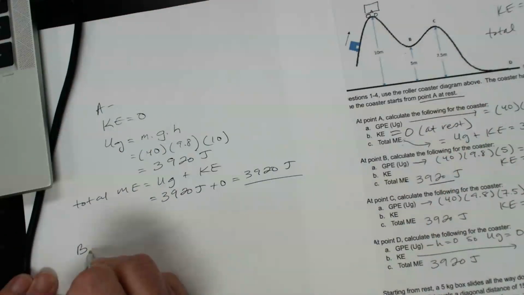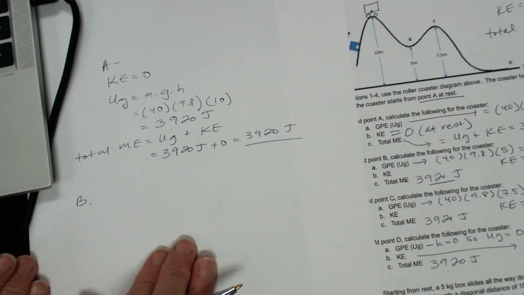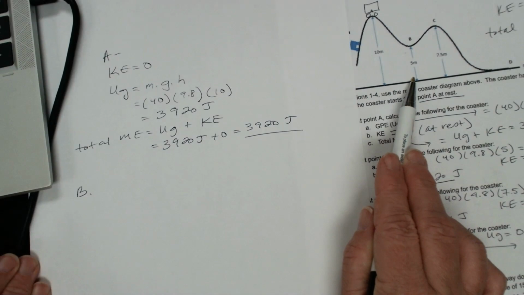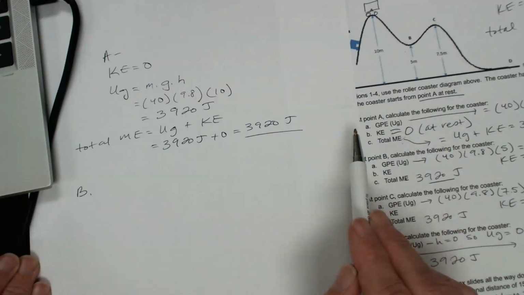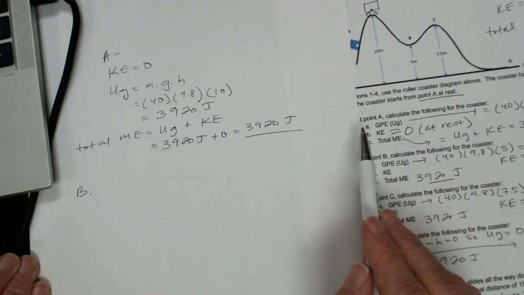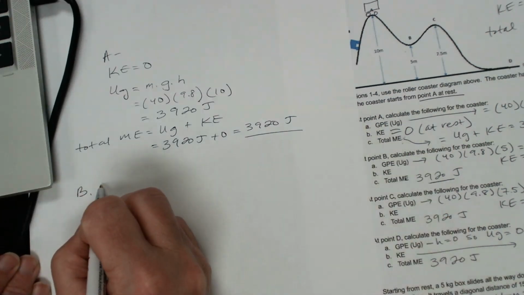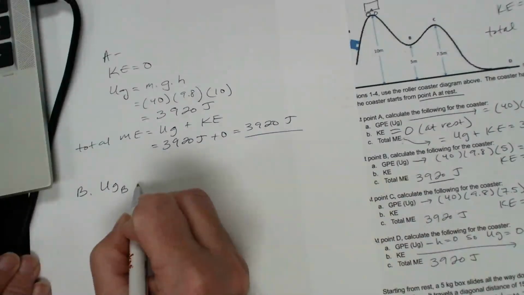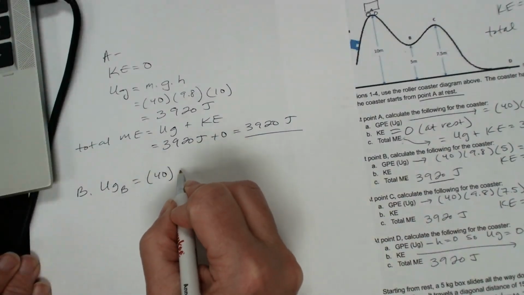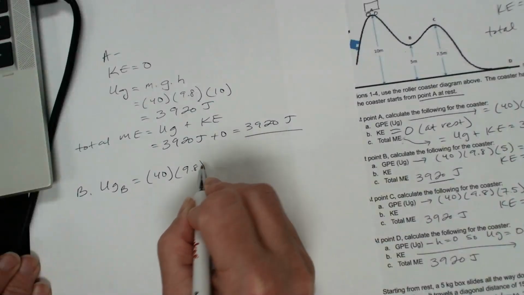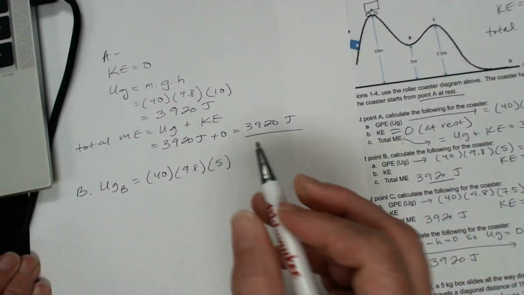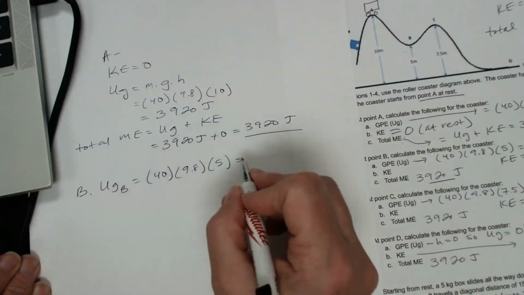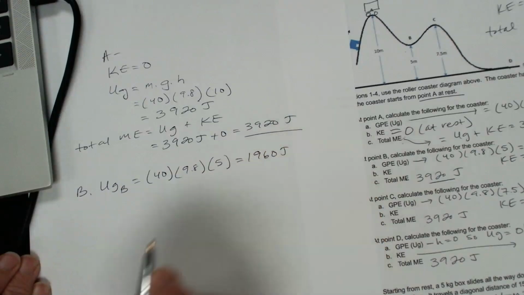So I can get those energies by figuring out my gravitational potential because I've got the information I need to do that. I've got height. My mass is still 40 kilograms. I know what G is. I don't know velocity, so I'm going to solve for potential energy at point B. I'll call that UGB. It's going to be my 40 kilogram mass times my 9.8 times my 5 meter height here. When I multiply those, I got 1,960 joules.